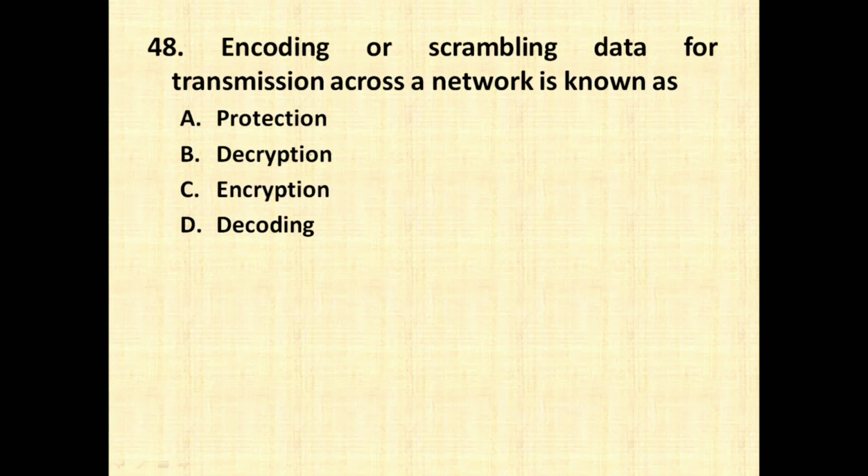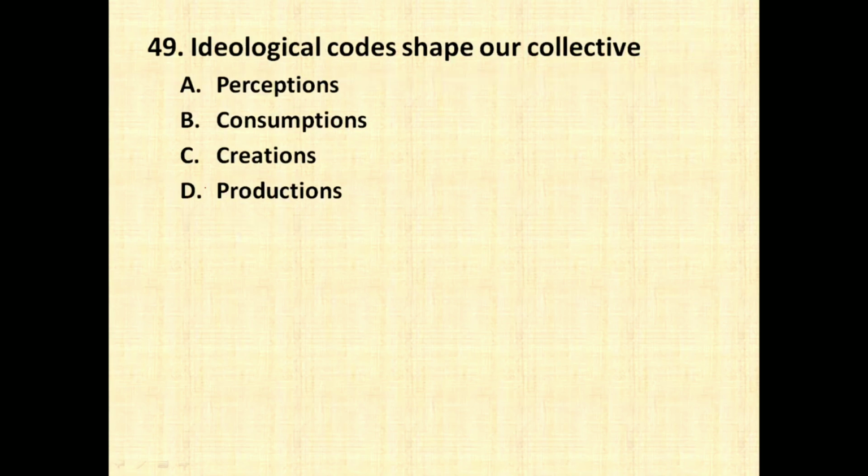Encoding or scrambling data for transmission across a network is known as protection, decryption, encryption, or decoding. So very simple question. Again, it is called encryption. Ideological codes shape our collective perceptions, consumptions, creation, productions. So ideological codes always shape our perception, which is option number A.